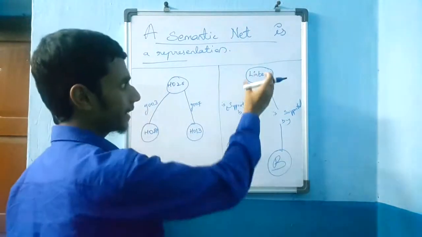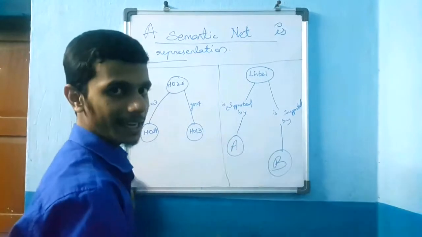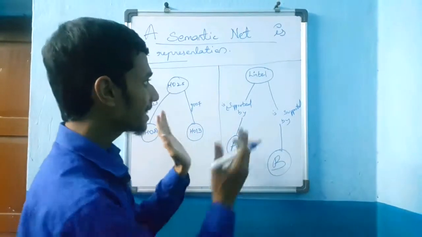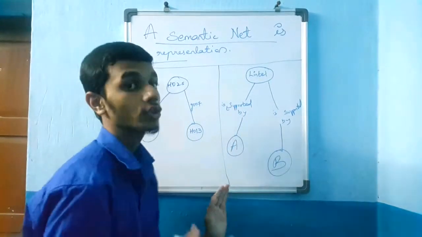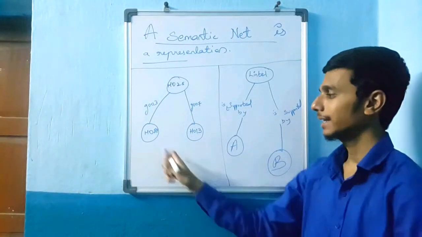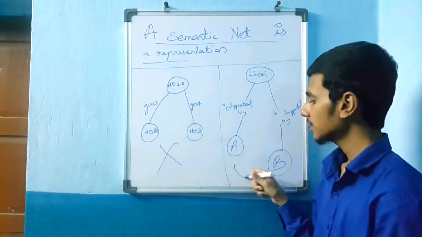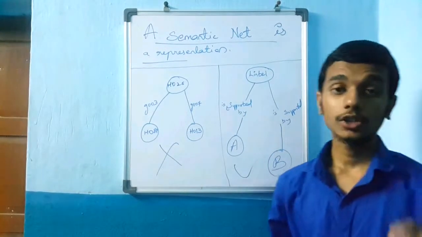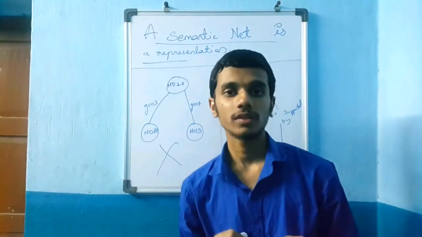So what is this lintel? Lintel is supported by this A and also by B. By seeing it only, we are able to understand. So that is a semantic net. This is not a semantic net. This is a semantic net. I think you have just got a brief explanation of semantic nets.